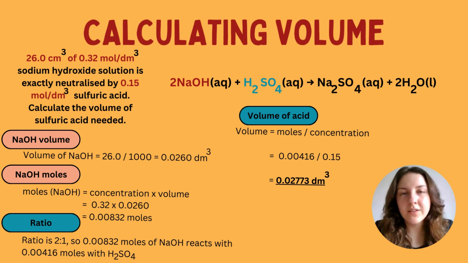This is the final type of question they could ask you in the titrations practical, and it's how to calculate the volume of a solution. You're given an equation: 2 lots of sodium hydroxide reacts with 1 lot of sulfuric acid to make a salt and water. The salt is sodium sulfate, and if you would like to know how to name salts, I would recommend the video I recently did on it, so I'll link that for you. The question is: 26 centimeters cubed of 0.32 moles per decimeter cubed of sodium hydroxide solution is exactly neutralized by 0.15 moles per decimeters cubed of sulfuric acid. Calculate the volume of the sulfuric acid needed.